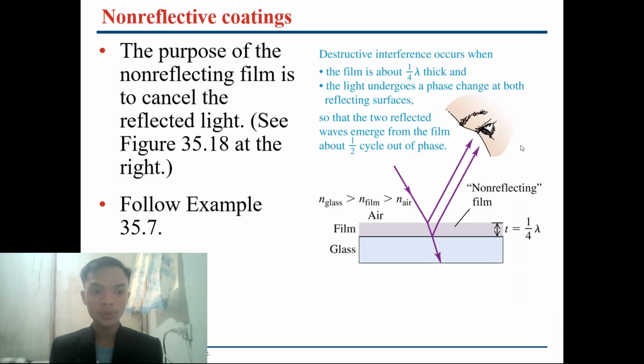Non-reflective coatings use destructive interference to cancel reflections. A film one-quarter wavelength thick makes the reflected waves have a half-cycle phase difference, minimizing glare. This principle is applied in camera lenses, eyeglasses, and telescopes to improve clarity.